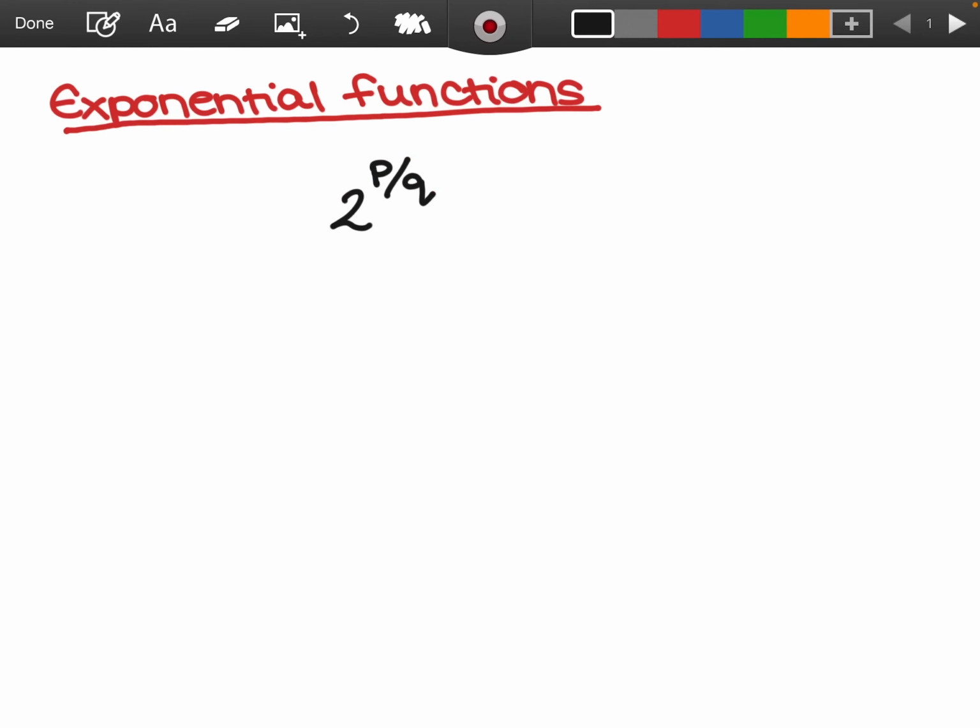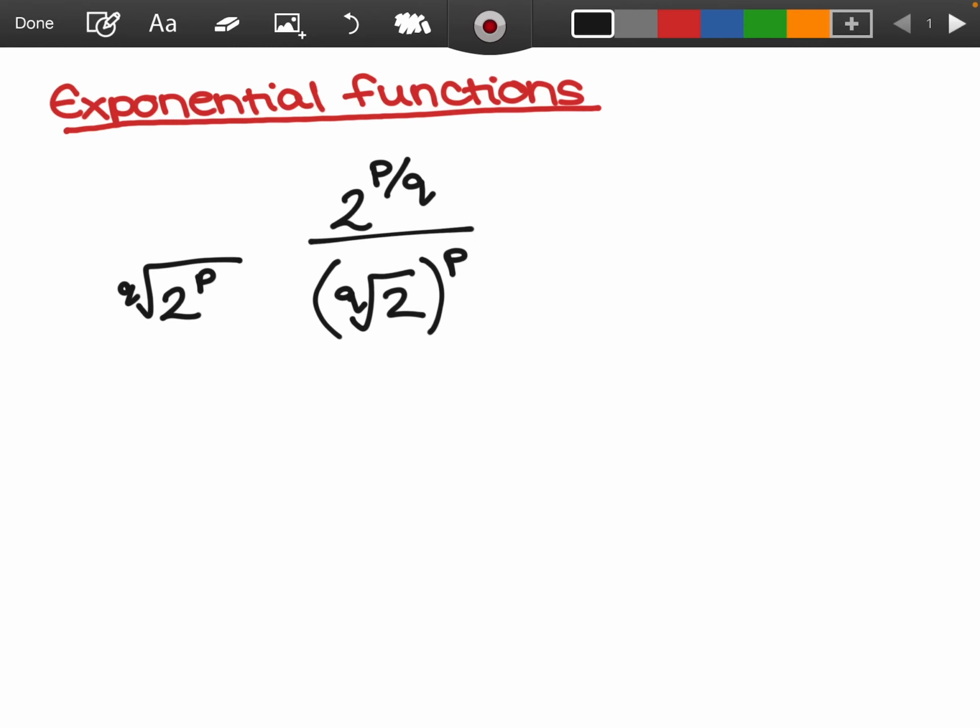Well, I'm going to quickly look at something that is of the form 2 to the power p over q. This is just a random expression, okay, where p and q are going to be whole numbers. There's two ways that you can evaluate this. I can either look at 2 to the power p and then take the qth root of that value, or I can take the qth root of 2 and then take that to the power p. So there's two different ways I can evaluate this one particular expression.